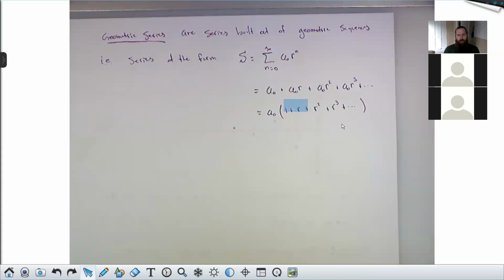Just think about this for a minute. If r is equal to 1, then this series is 1 plus 1 plus 1 plus 1 plus 1 plus 1 plus 1 infinitely many times. You add 1 to itself infinitely many times, you're going to get infinity.